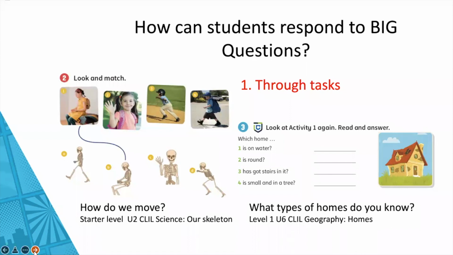In level 1, the task about homes helps learners to think of features of houses that make them different, such as location and interior features, as well as the shapes and sizes I mentioned previously. This task also gets students thinking about features of their own homes.